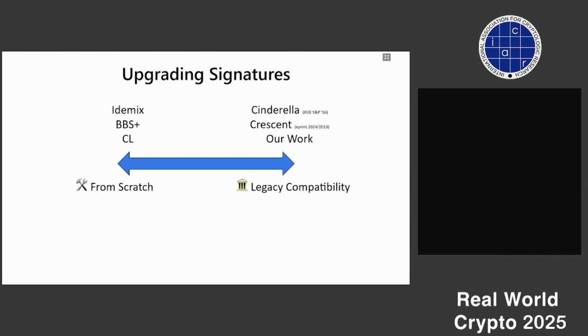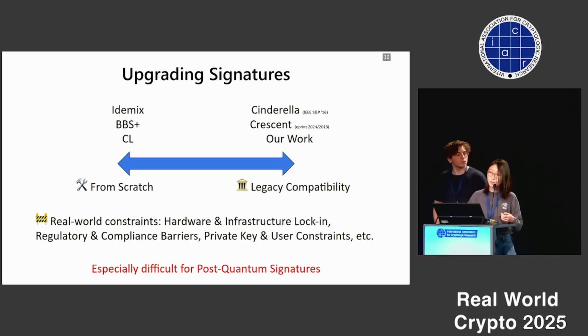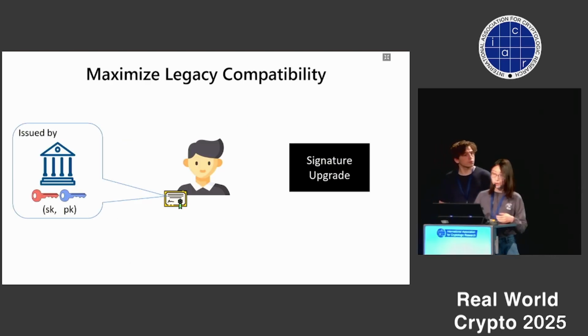One approach is to create tailor-made signatures for this purpose. They can be very efficient, but we often have real-world constraints that make it difficult to change the legacy signer. So we want legacy compatibility. The existing solutions are slow in our setting, so we want both efficiency and legacy compatibility. And this is especially difficult for post-quantum signatures.